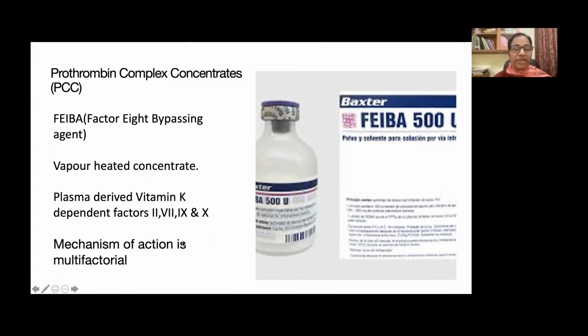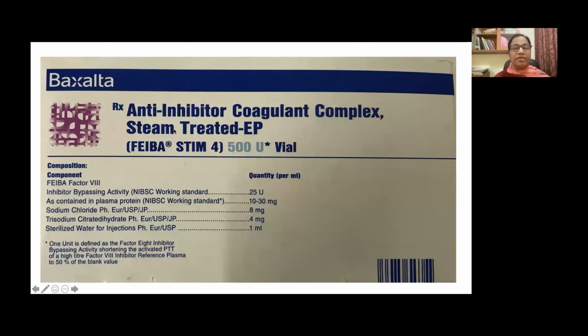And the mechanism of action is multifactorial. You know, there is the intrinsic pathway, extrinsic pathway, and common pathway. And this acts on the factors in the common pathway. So that is factor VIII bypassing activity. And when you provide FEBA to a patient, you have to read all these. You have to examine the pack well. You have to read this well.